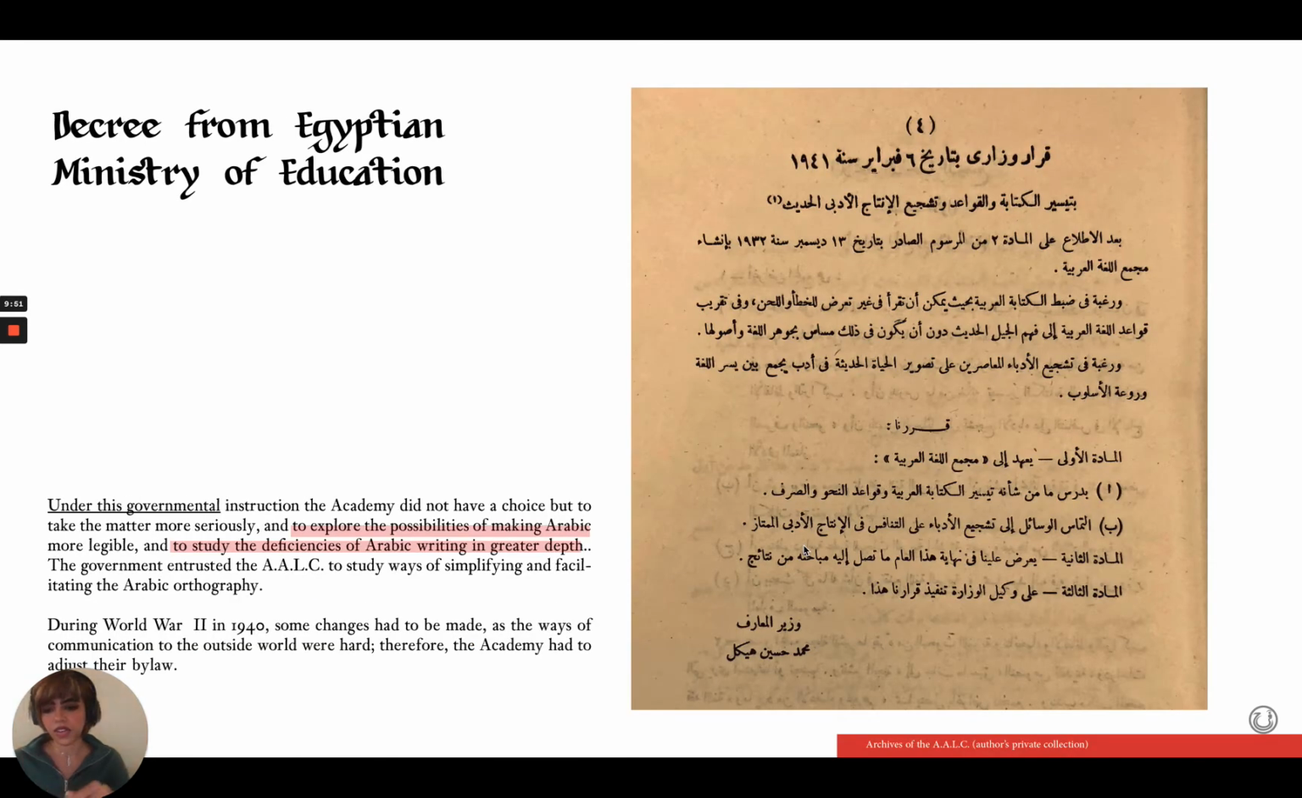So this is a decree from the Egyptian Ministry of Education. It was under governmental instruction that the academy had to explore the possibilities of making Arabic more legible, because they were starting to have multiple issues occurring at that time, which I'm going to share with you right now. So this is proof that the academy was responsible for the Arabic at that time, and not just for Egypt, but also for the whole Arab world.